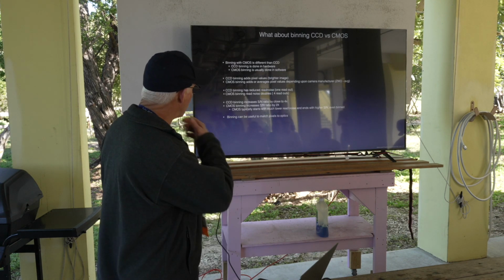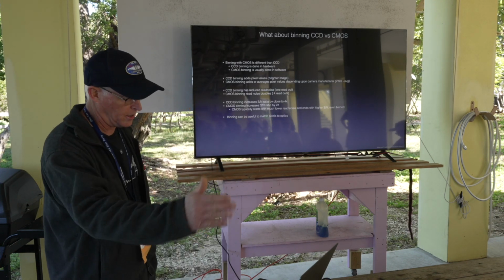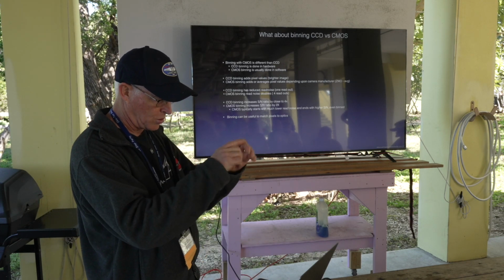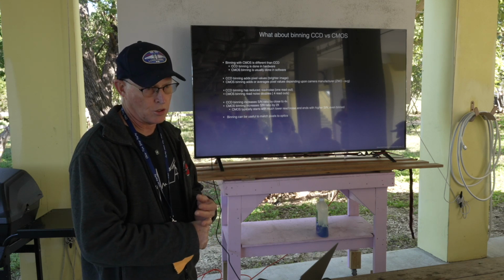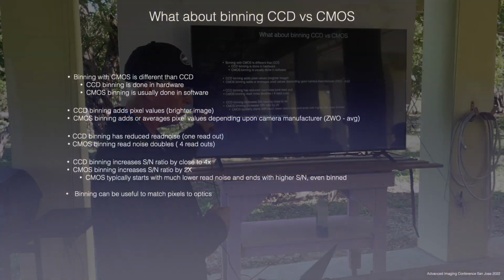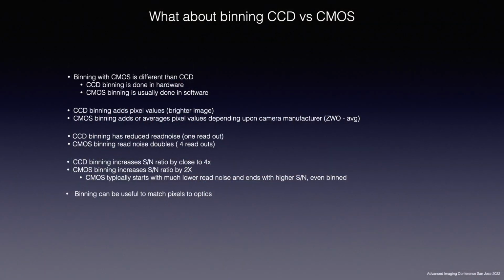So, a little bit about binning. There is a difference between binning a CCD and a CMOS. When you bin a CCD, you make 4 pixels into 1 pixel, you boost your signal to noise 4 times, and the read noise stays the same. When you bin a CMOS camera, your read noise doubles. However, the read noise of these cameras is already so low that you're still lower than the read noise of the CCD. You're still in really, really good territory. And you do get a 2 times signal to noise ratio boost when you bin a CMOS. So don't be afraid to bin.